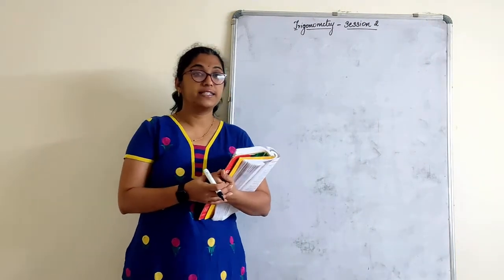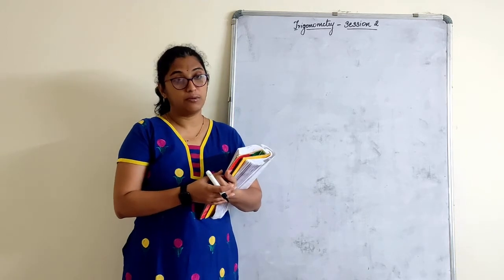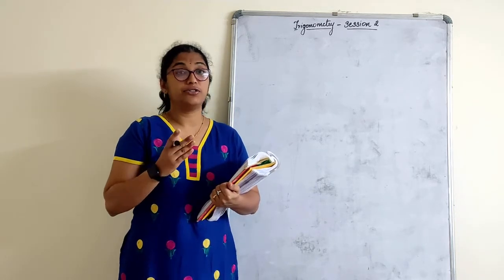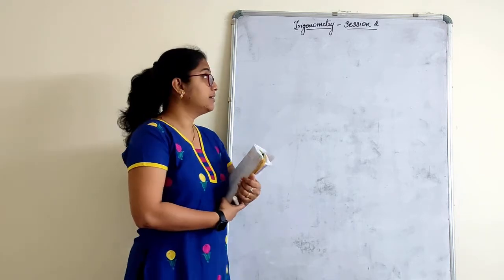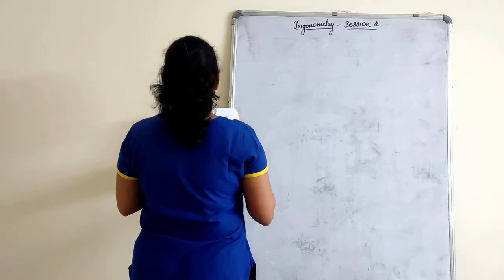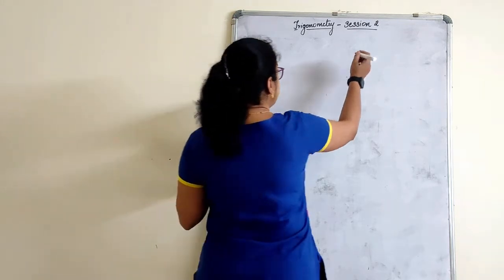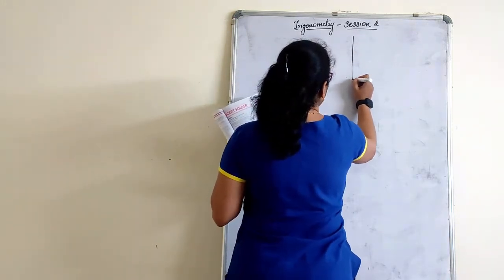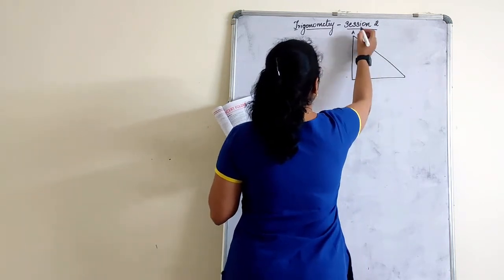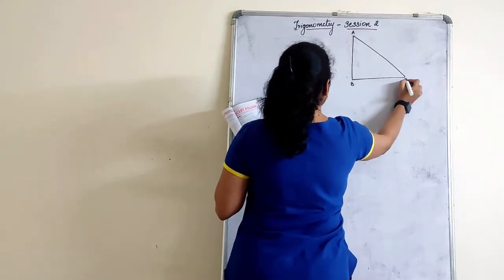Good morning. We will start session 2 on the chapter of trigonometry. We'll start the exercise based on yesterday's trigonometric ratios that we have studied, right? So, the first one: in triangle ABC, right angled at B. The figure is again very important. ABC is a right angled triangle, right angled at B.